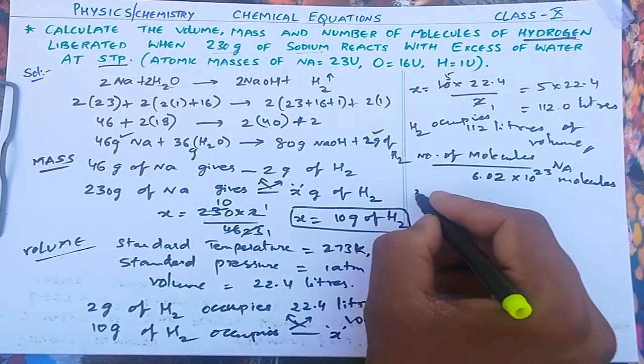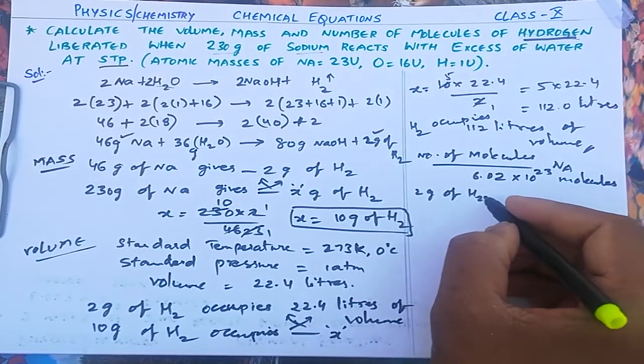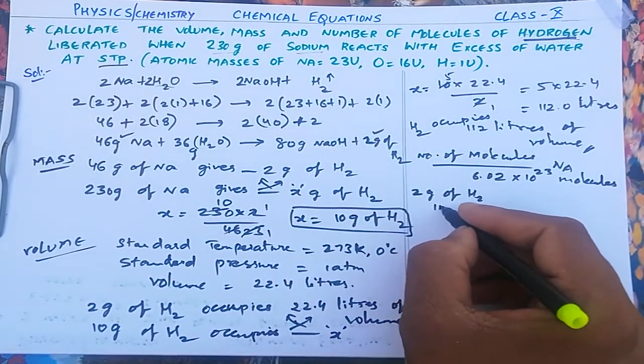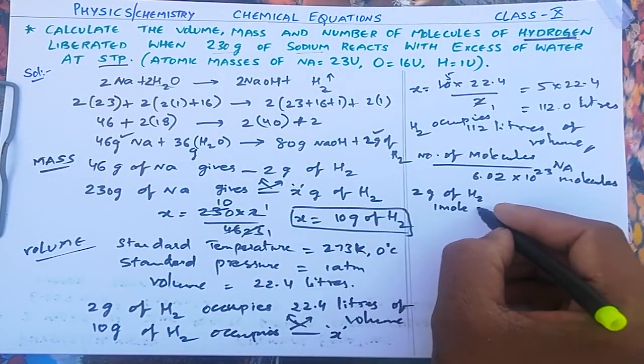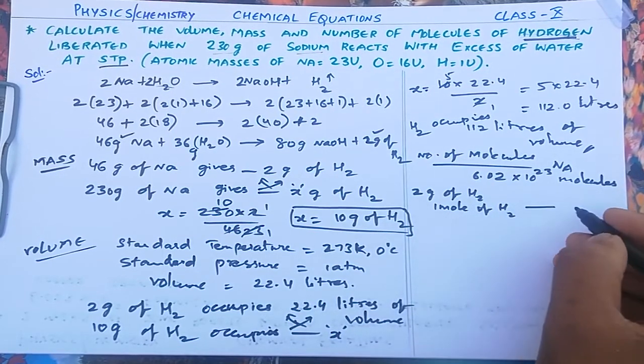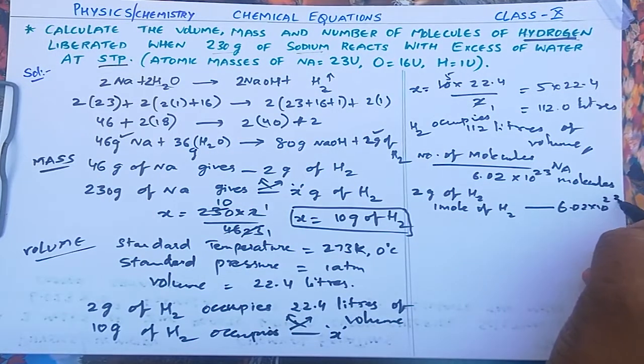Okay, so 2 grams of hydrogen is nothing but here 1 mole. 1 mole of hydrogen occupies 6.02 into 10 to the power of 23 molecules.